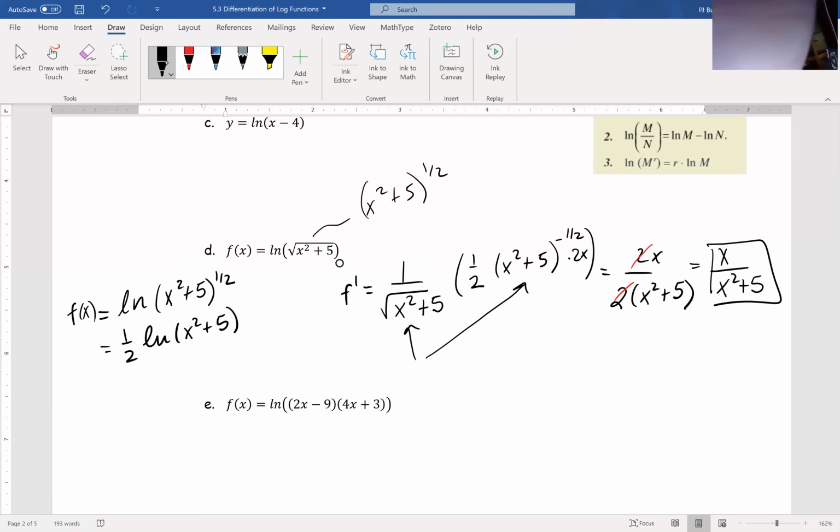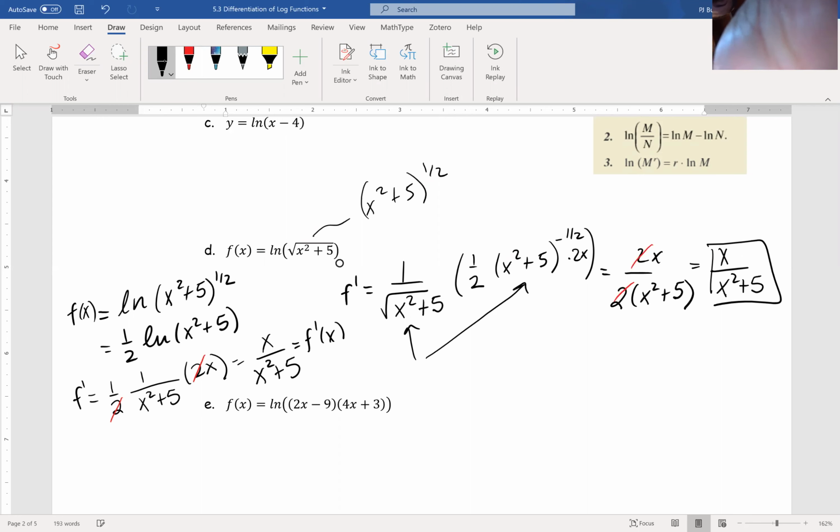So if I rewrote it this way over here, what's the derivative of this function? Well, 1/2 stays. Derivative of natural log is 1 over the inside times the derivative of the inside. Would you look at that? So just knowing some rules of logarithms and how you might be able to manipulate functions, you can make the problem so much easier on yourself.